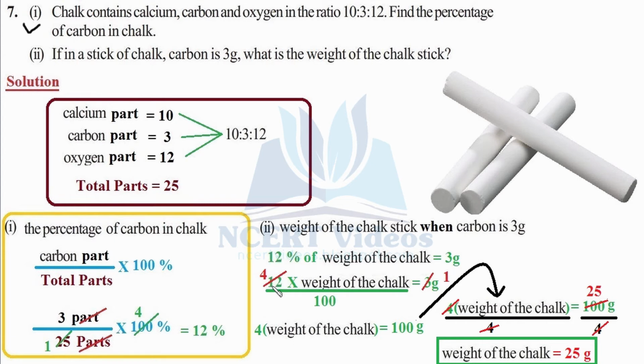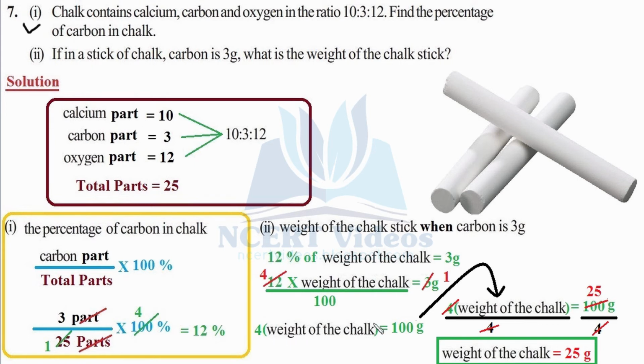So 12% of means multiplication, weight of the chalk, equals 3 gram. You can cancel in the numerator part whenever it is equated. This you have learned in your equations chapter. Now 1 3 is 3, 4 3 is 12. Now cross multiply. 100 gram, 1 into 100, 100. Wherever it is written nothing, then the denominator is 1. So 4 into weight of chalk. This bracket signifies that this is getting multiplied. You could have also taken it as x, y, any variable, but we have taken the statement itself.